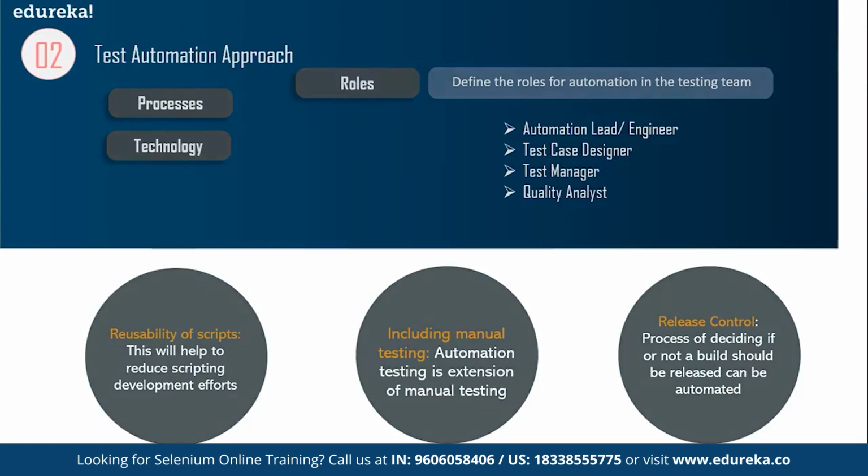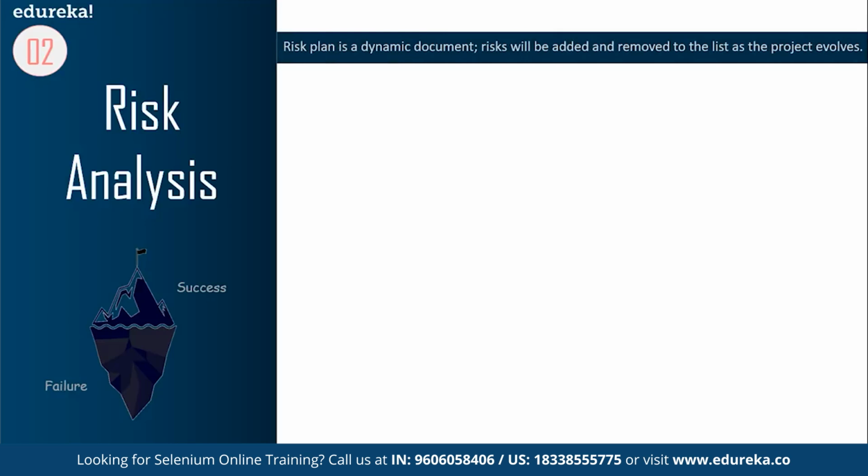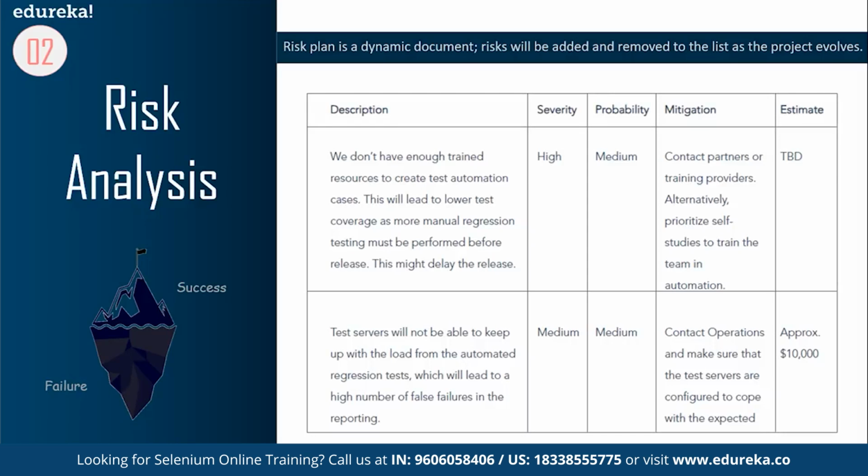Moving on to the next one, we have something called risk analysis. Risk analysis, as you guys know, is an essential part of project planning in general. But it is important to consider this specifically in automation as well. So you can create a risk plan with parameters like description, which describes what the risk is all about. Then you have risk level or severity.